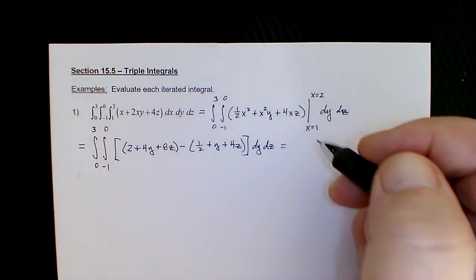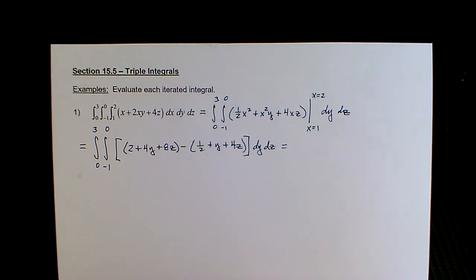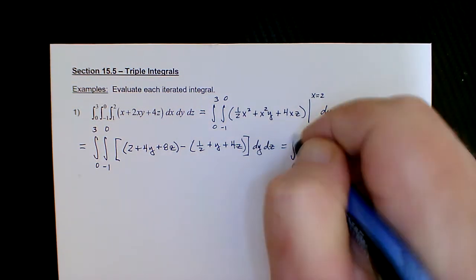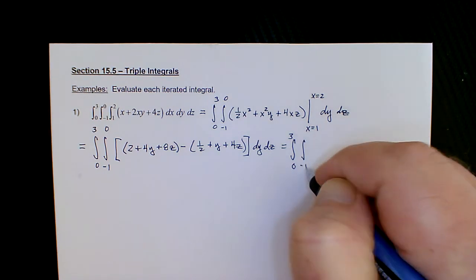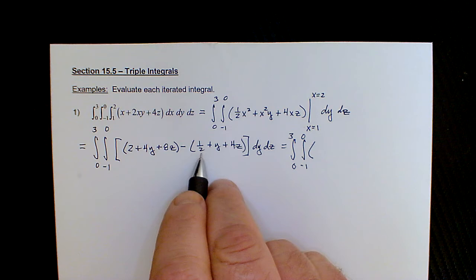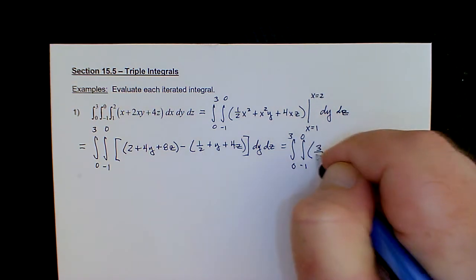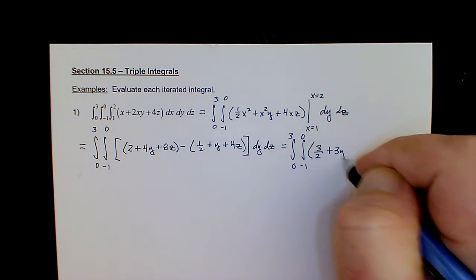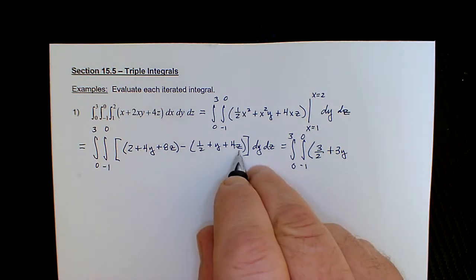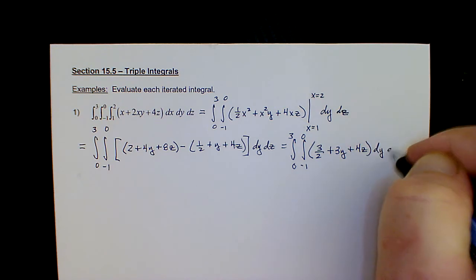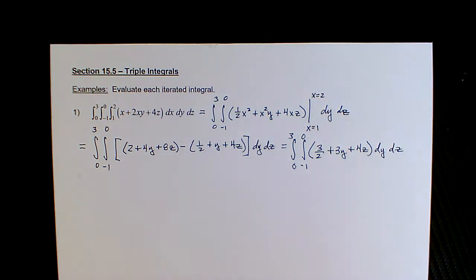Okay, probably most advantageous to clean things up inside the set of brackets there, so recopy again the integral from 0 to 3, integral -1 to 0, and then 2 minus 1/2 is 3/2. 4y minus y is 3y, and 8z minus 4z is 4z. And then again, with respect to y, with respect to z.